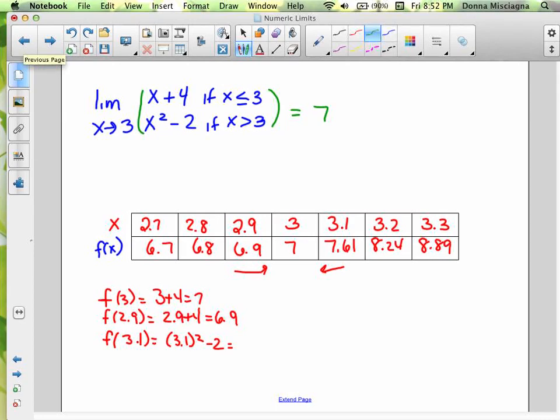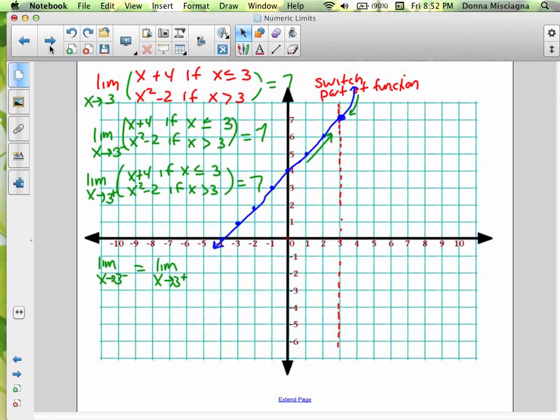Oh, and I never bothered to write anything. Well, I'll write this one down since I did. 7.61. There you go. So with a piecewise function, you just plug into whichever portion is indicated by the value of x. And if you can't tell when you find your values, maybe you need values that are a little bit closer to the value that x is approaching. But in this case, the graph helped us out, and we can see that our limit is indeed 7. One more example.